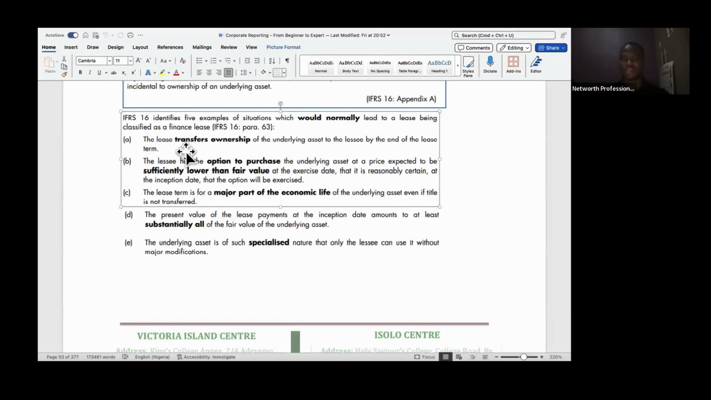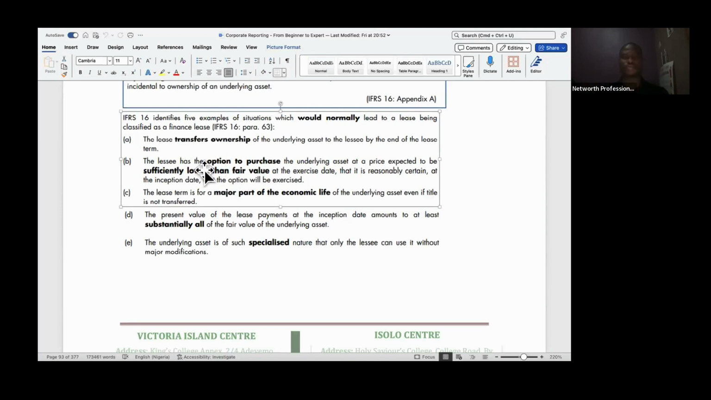A that I have here is that if the lease transfers ownership of the underlying asset by the end of the lease term, then know that that is a finance lease, in such a way that there's already an agreement that at the end of the lease term, the asset will be transferred, or ownership will be transferred, to the lessee. Then it's most likely a finance lease. That is, the risk and reward attributable to ownership has been transferred.